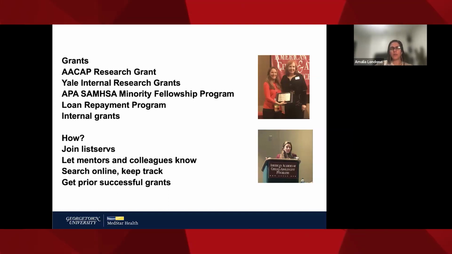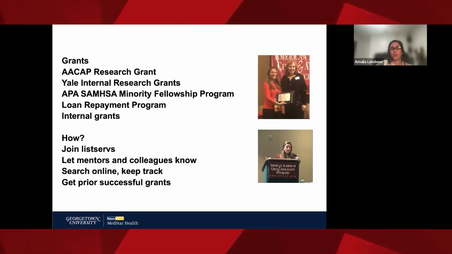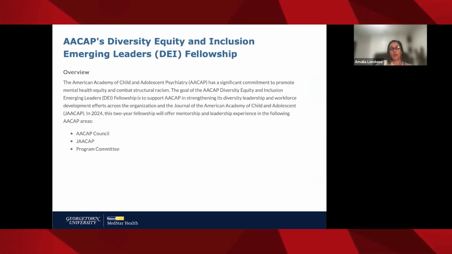Look at different listservs, join listservs, even if you just kind of monitor. Try to go to committees at ACAP, search online for grants, keep track, ask people for their grants and for their advice. And yeah, I also wanted to mention, I also had the privilege of doing the ACAP DEI fellowship with JCAP, and it was amazing. So take advantage of all those opportunities so you can learn more about the scientific process, the publishing. It really opens your eyes to all the different things that go on there.